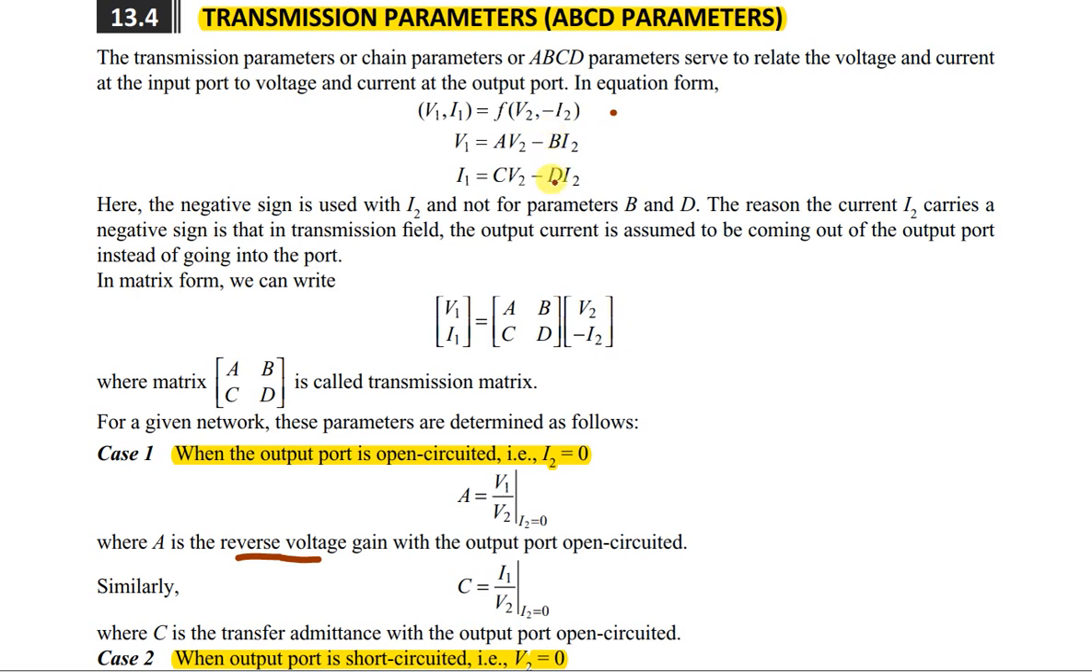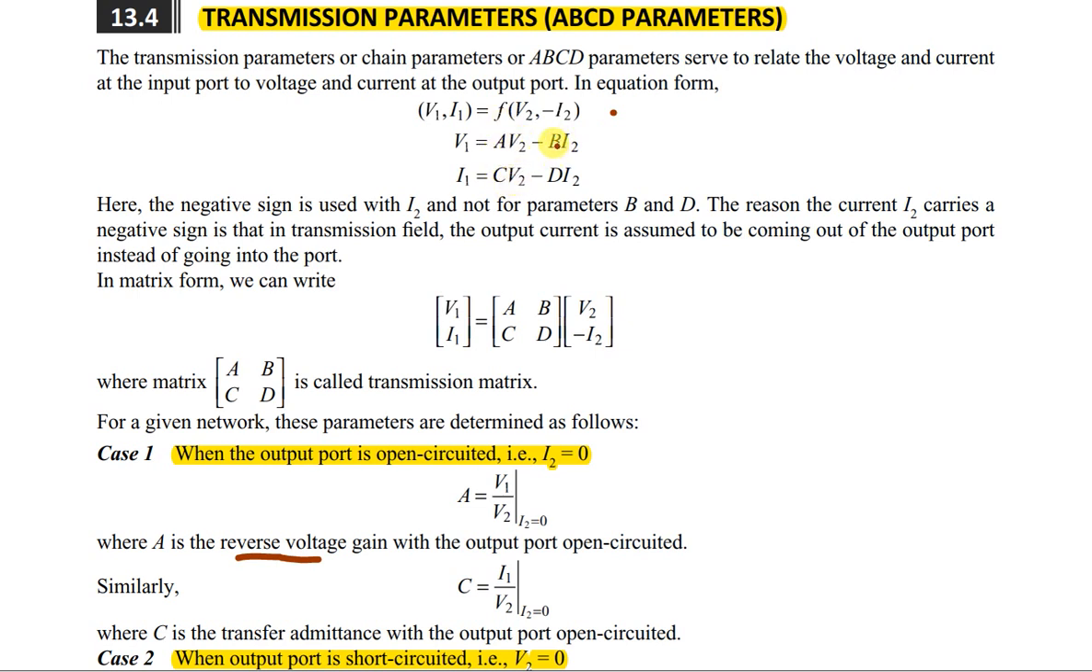In order to find B and D values, V2 should be 0. How to make voltage equal to 0? The output side should be short circuited. If you open circuit the output side, I2 becomes 0. If you short circuit the output side, voltage becomes 0. When voltage becomes 0, these two terms are zeros.